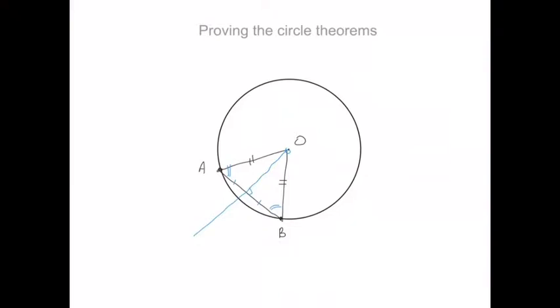One other important fact is that if you draw a radius like this and a tangent to this point here, the radius is going to be perpendicular to the tangent. So these two properties are now fresh in your minds. We can start proving the circle theorems.